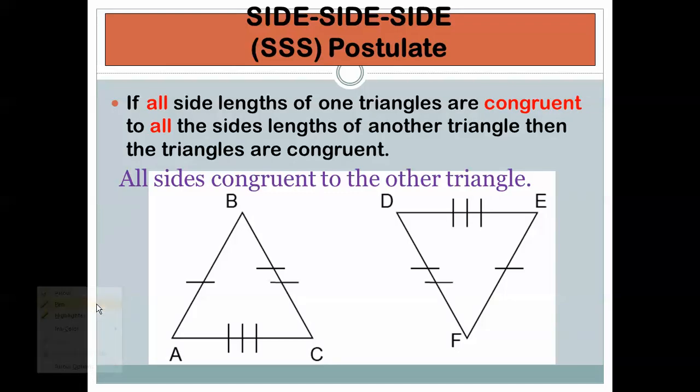Get the pen ready. Alright, so side, side, side means that one side of the triangle is congruent to one of the sides of the other triangle. A second side is congruent to a second side. And the third side is congruent to the third side. So basically we have three different sides of this triangle that are congruent to three different sides of this triangle. That proves that the two triangles are congruent.